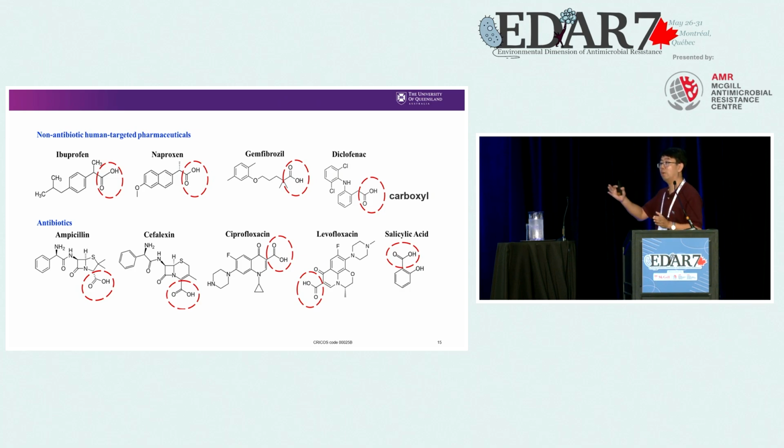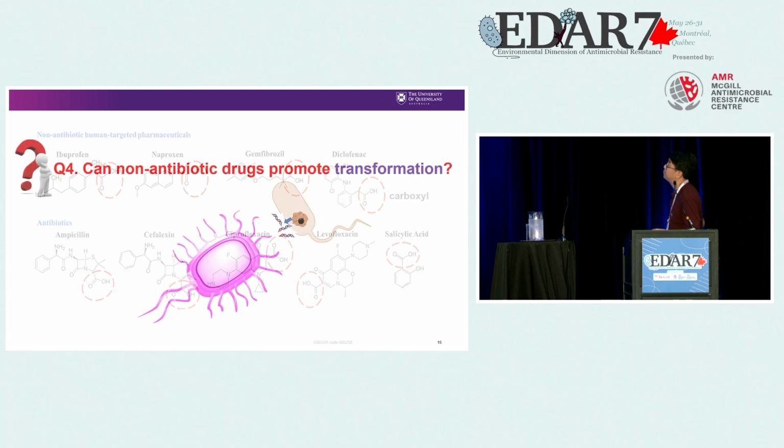But we can't do the experiment from A, B, C, D, E, etc. So that's why currently we try to use a machine learning model to predict which drug or which chemical can have this antibiotic-like side effect. So this is an ongoing project.